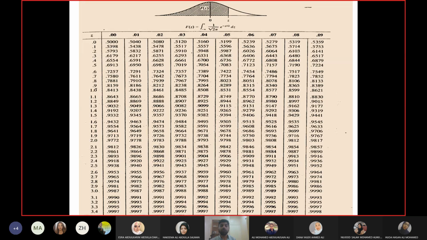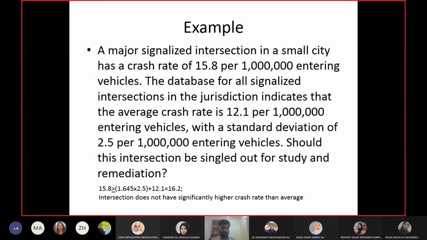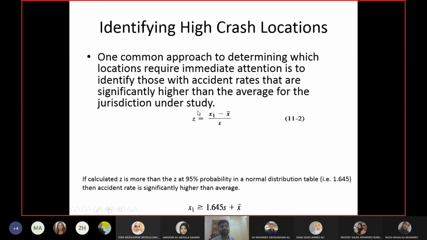So if I know the Z value, why should I go back to the table again and again? Why don't I put the value of Z in the equation itself? So I will replace Z with 1.645, and what I'm trying to compare is X1, the crash rate at each site. So I'll put X1 on the left hand side of the equation and everything else on the right hand side. So this is the equation after rearranging.